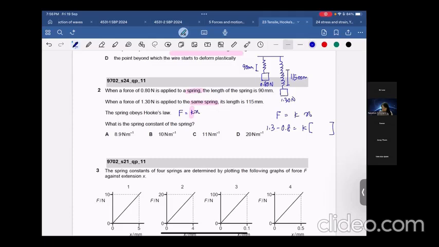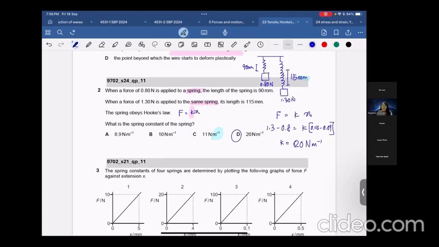I apply an extra force, so how much do I extend? Don't forget about the unit, Newton per meter, so we have to convert mm to meter. So this should be 0.115 minus 0.09. Your answer for this question should be 20 Newton per meter. So the answer should be D.